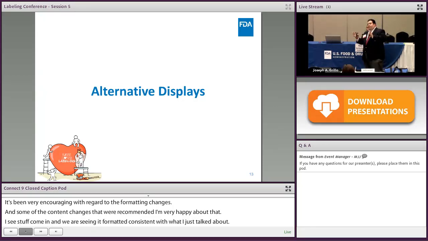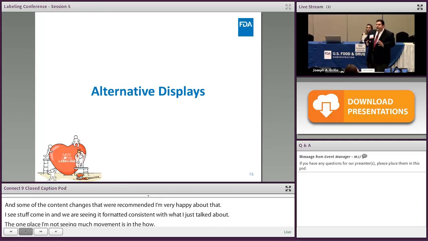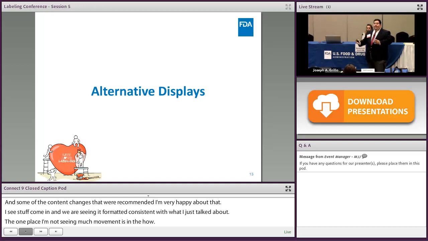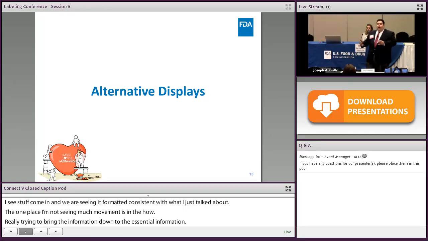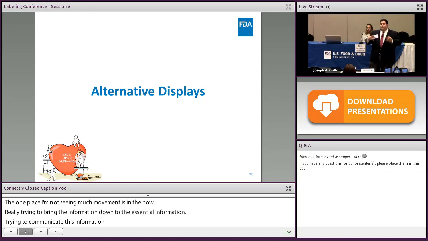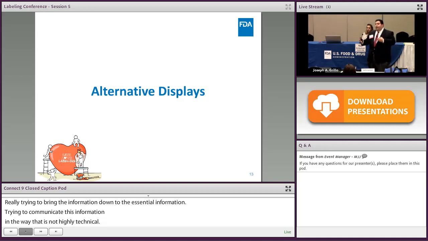They're really trying to bring the information down to the essential information, trying to communicate this information in a way that's not highly technical, trying to use alternative formats to sort of break up the information so it's a lot easier to read for someone who's trying to read this stuff quickly.